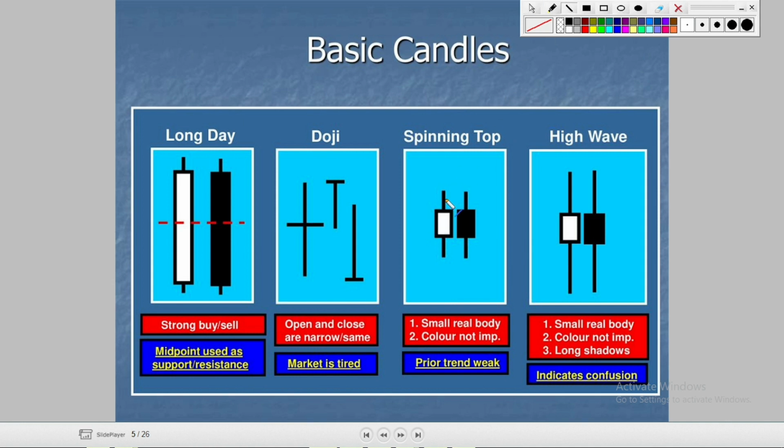So spinning, if you check, this is at the same level. So the market closed here. It opened, went down, but it did not go past the closing. It also closed where it opened. Okay, this is high wave, whereby the wicks are long and the tails are long. The shadows, lower shadow, the shadows are long. So the real body is small, color not important, long shadows. So this is high wave. The market opened at this point, moved to here.